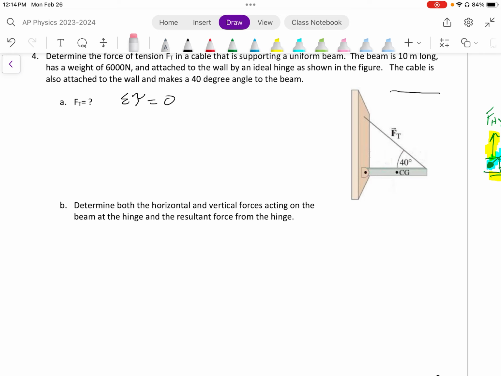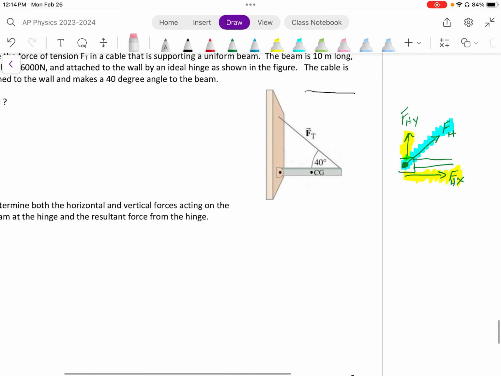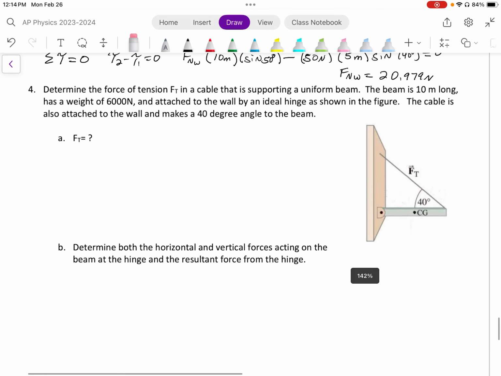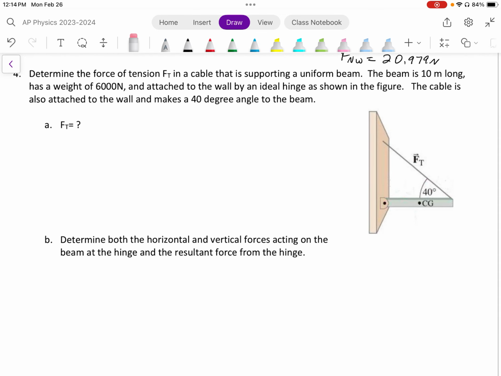Looks like I started this, but need to redo. Okay, we're going to do one more. And it's why I chose this problem, to teach you about a hinge. Determine the force of the tension Ft in a cable that is supporting a uniform beam, so the mass is distributed evenly. The beam is 10 meters long, has a weight of 6,000 newtons, and is attached to the wall by an ideal hinge as shown in the figure. The cable is also attached to the wall and makes a 40-degree angle to the beam.